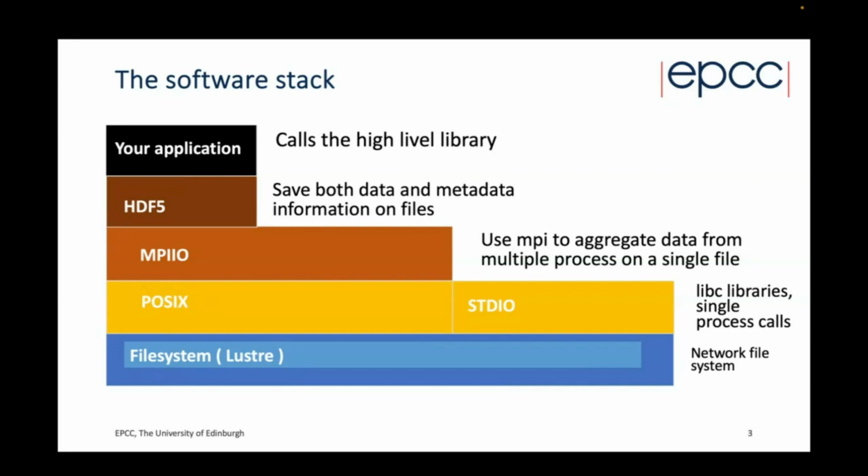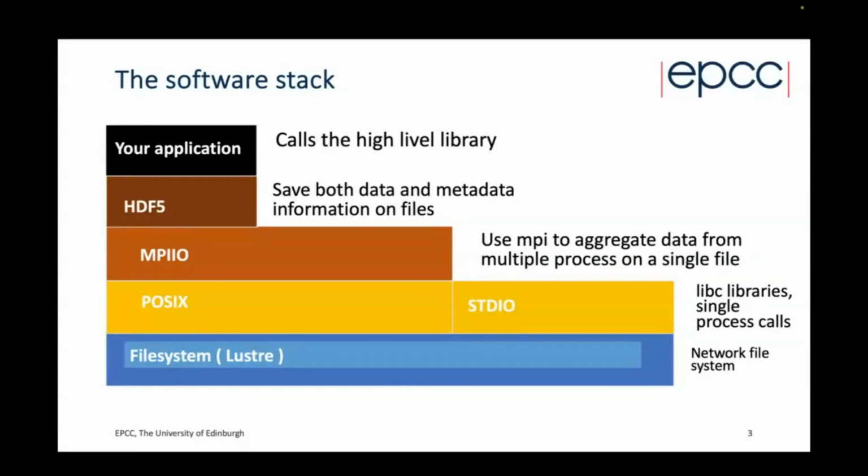HDF5 will allow you to save your big arrays to disk, but it also allows you to save some metadata, such as information about what that array is about, the sizes, and things like that. And under the hood, HDF5 is calling MPI, and in particular a subsection of the MPI library called MPI-IO, which allows multiple processes to write together to a single file shared by all processes.